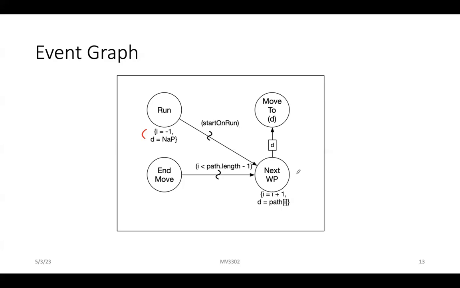Okay, so let's look at these events. I have an event next waypoint. So what's the next waypoint? Well, I'm going to add 1 to my index. When I do that first, it's going to go from -1 to 0. That's kind of why it was -1. And then my destination is going to be my path at that index. And now I'm going to schedule a move to, passing this location to the move to event.